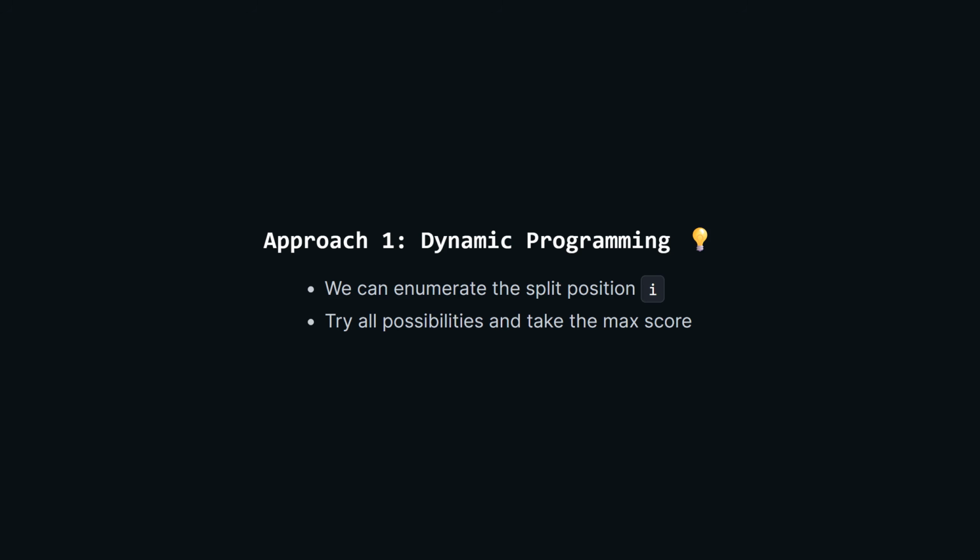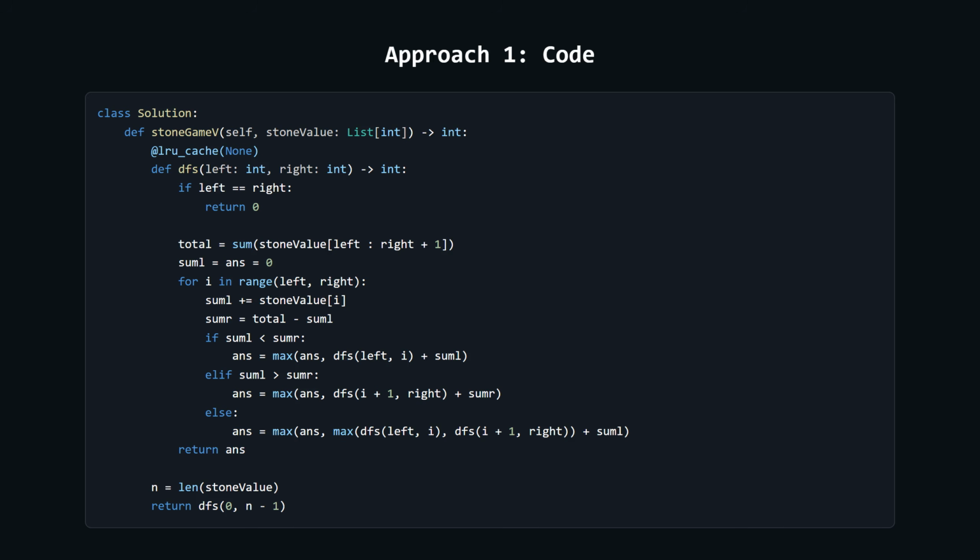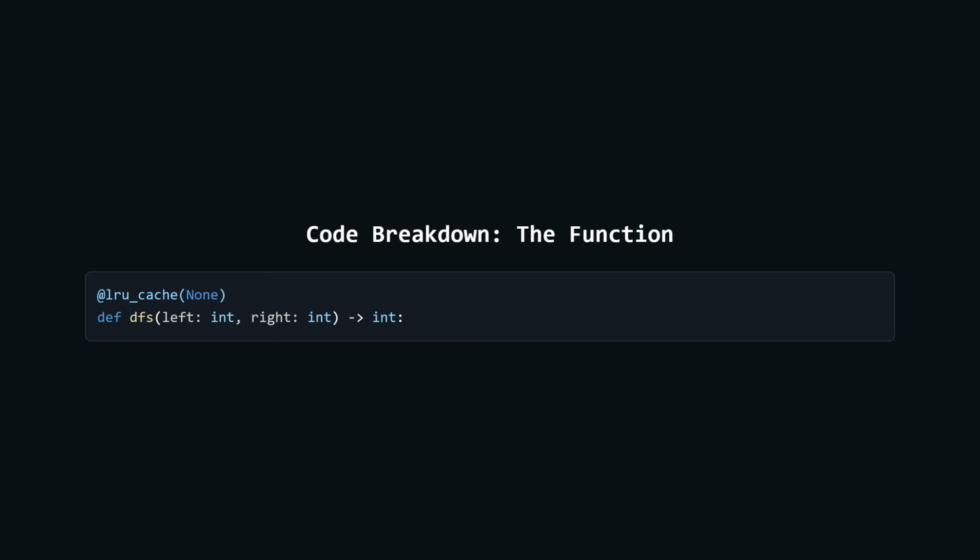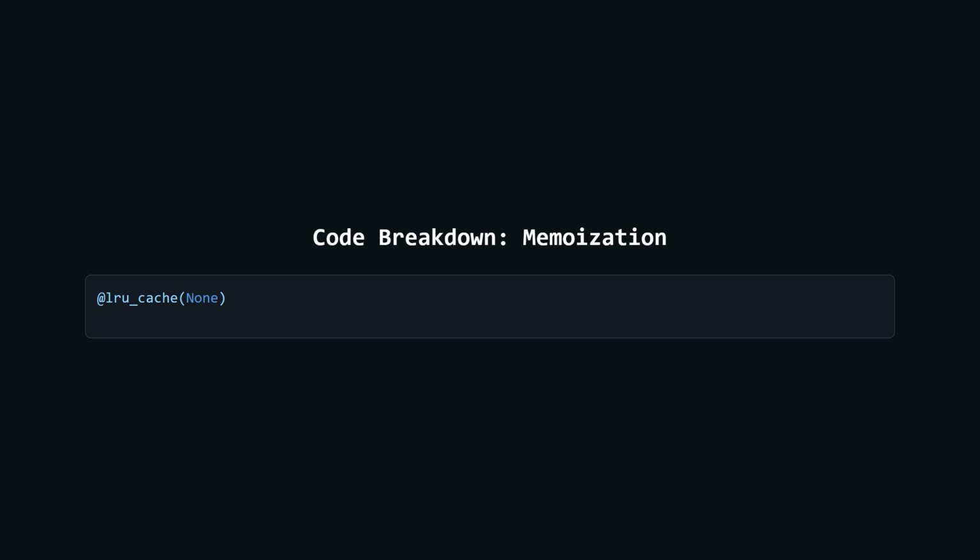The first approach is to simply simulate every single possible place Alice could slice the stones and see which path gives the highest score. Here is the full code for that approach. Let's zoom in on the important chunks. We create a helper function that takes a starting index and an ending index to represent the current chunk of stones. We use a cache decorator at the top, which acts as a memory bank, so we never calculate the score for the exact same chunk of stones twice.